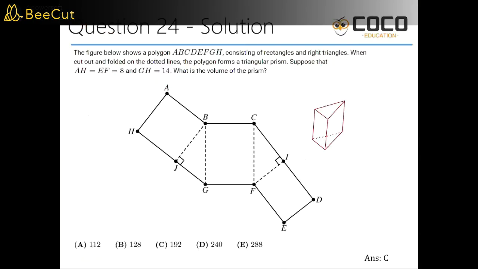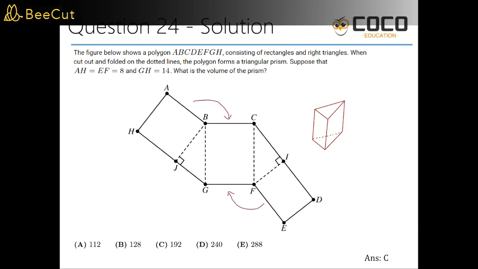Question 24. Okay, when we fold this, we form a triangular prism. So I've drawn the figure here. The top base and the bottom base are triangles. The other 3 surfaces are rectangles. Right. When you fold it, AB goes to the line BC, then EF goes to the line GF.